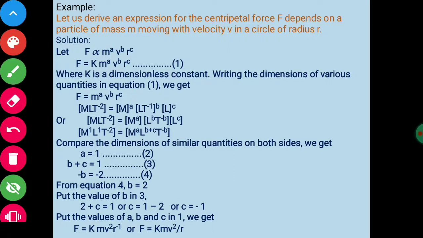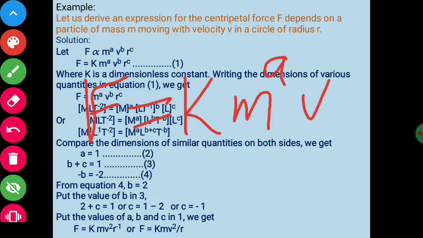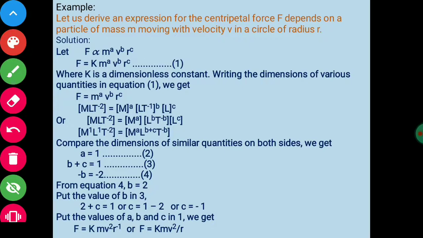When we move from proportional to equal, a constant is there. We have already discussed this in previous classes. So force is equal to K, m raised to power a, v raised to power b, and r raised to power c, where K is a dimensionless constant. And we discussed in the previous dimensional analysis that dimensionless quantities we ignore.